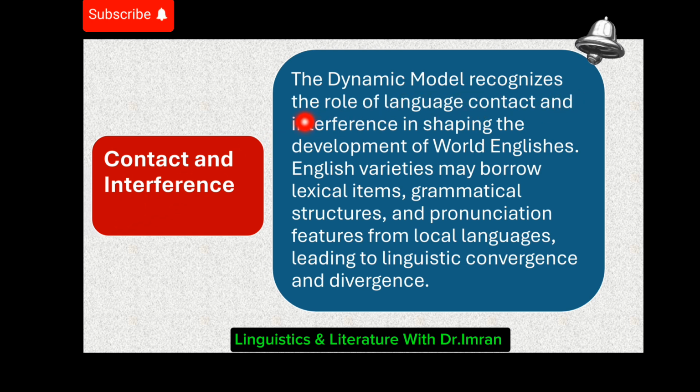So context and interference. The dynamic model recognizes the role of language, context and interference in shaping the development of world Englishes. English varieties may borrow lexical items, grammatical structures and pronunciation features from local languages, leading to linguistic convergence and divergence. Because if you are acquiring English, you already have in your hand a language, Urdu language, Hindi language, Malaysian language, or Australian or Nigerian language. Because of already having one language and you are acquiring English, they are in contact with each other. When they are in contact, you borrow some words from your own language and insert them in the English language.